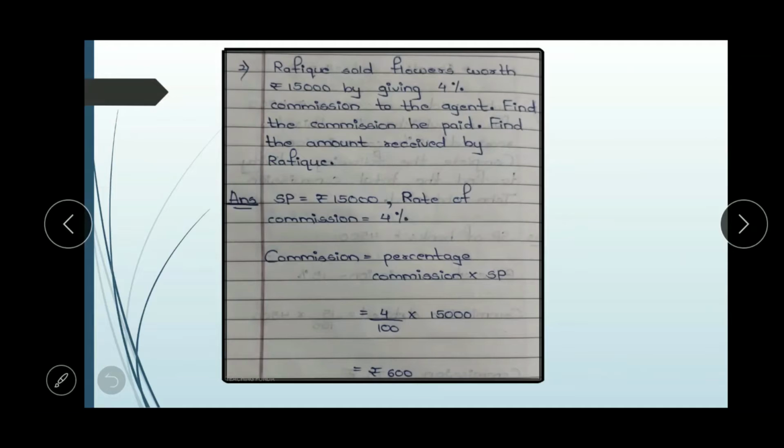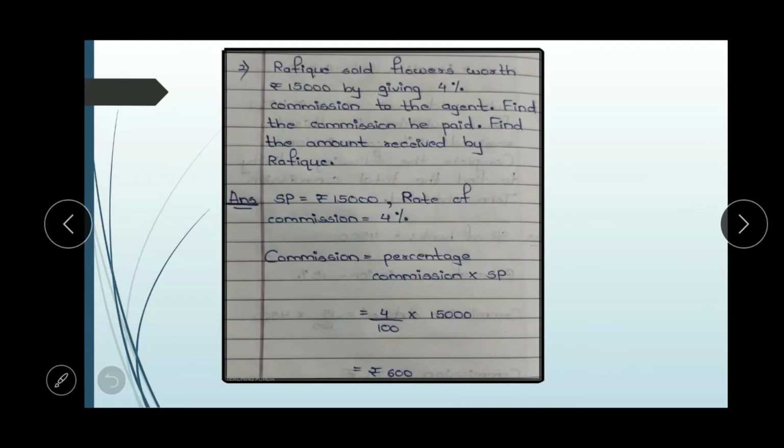Second, Rafiq sold flowers worth rupees 15,000 by giving 4% commission to the agent. Find the commission he paid and find the amount received by Rafiq. Here commission is asked, but we also need the total amount received by Rafiq, that is also being asked in this question. So let us begin. Selling price is equal to 15,000, rate of commission 4%. For this, a formula is there to find out the commission. This formula you have to apply.